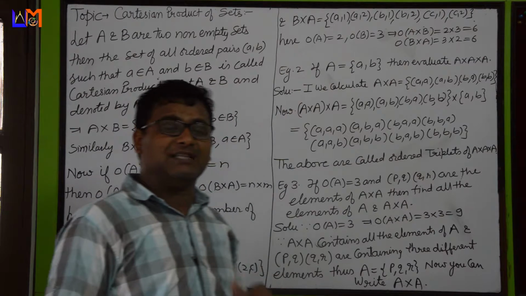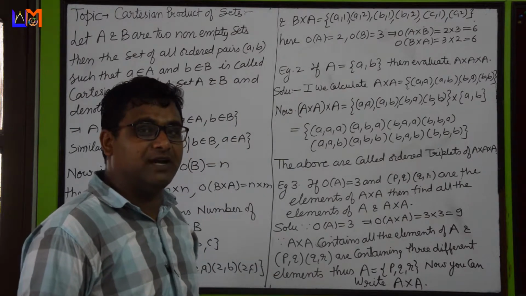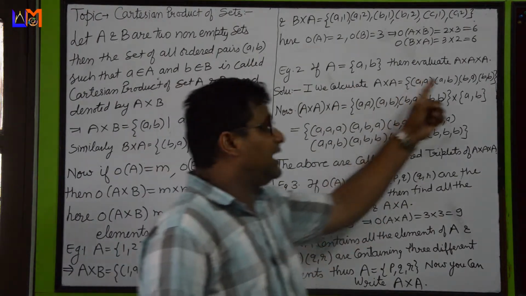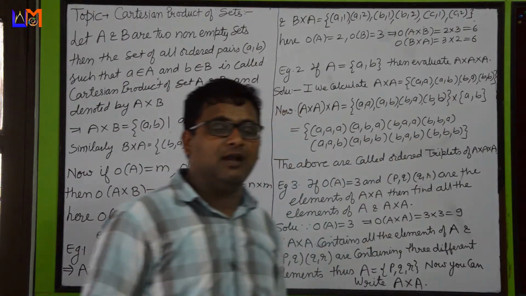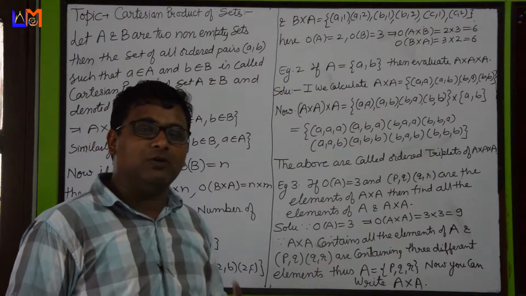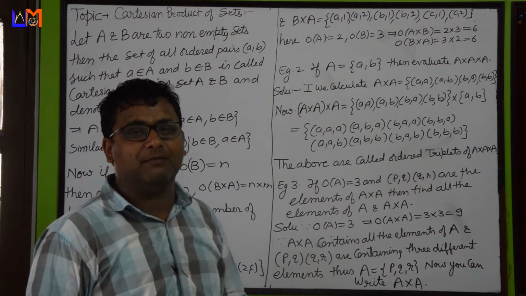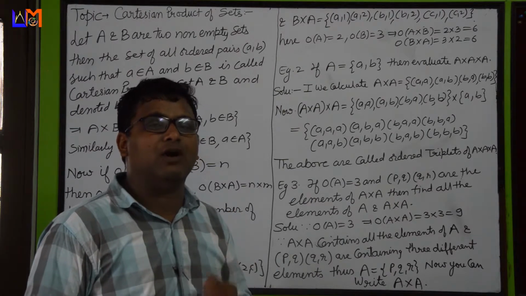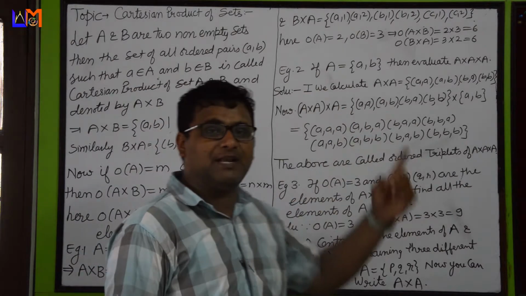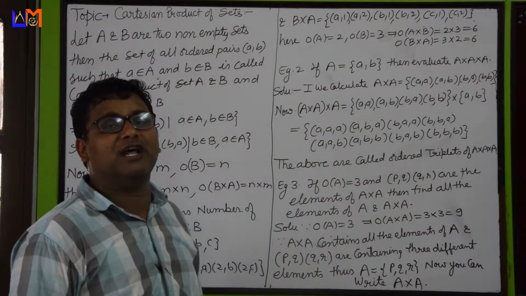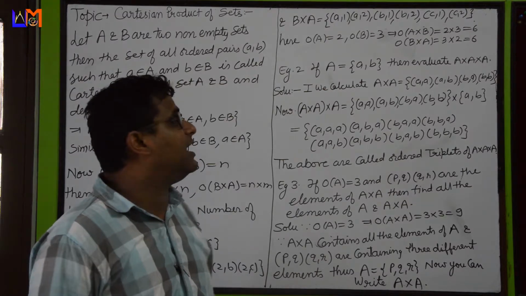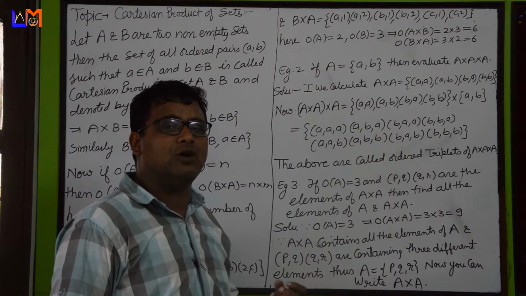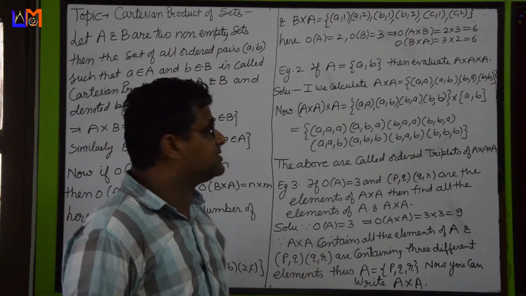Now we take up another question which is very important, in which a set A is given to us and we need to evaluate A cross A cross A. One thing to be noted here: when two sets are multiplied, we get pairs, so we call them ordered pairs. But if three sets are multiplied, then we call them ordered triplets. If three sets are multiplied, the resultant is called ordered triplets.